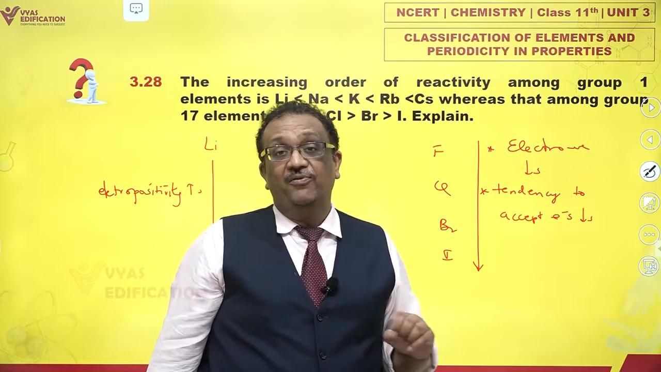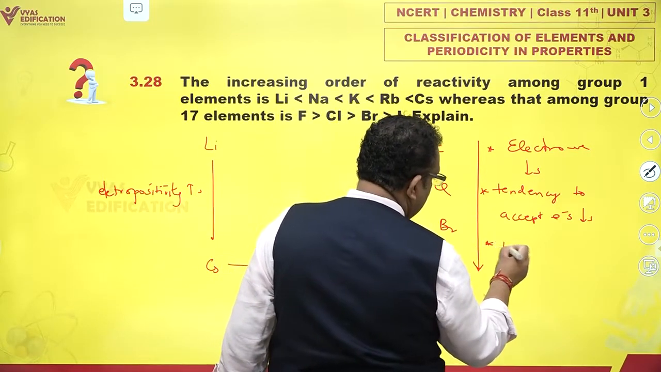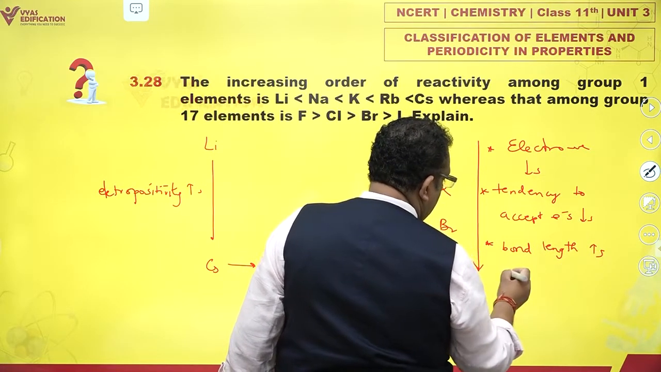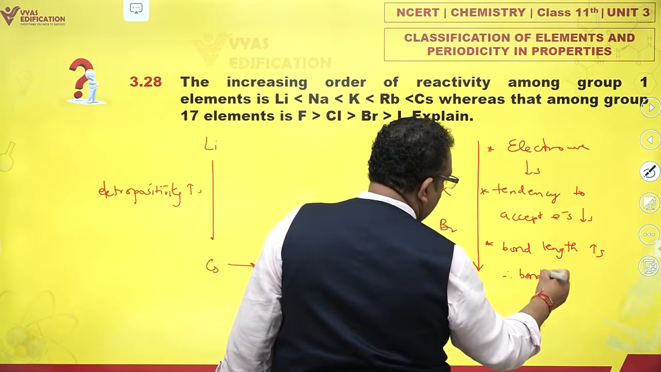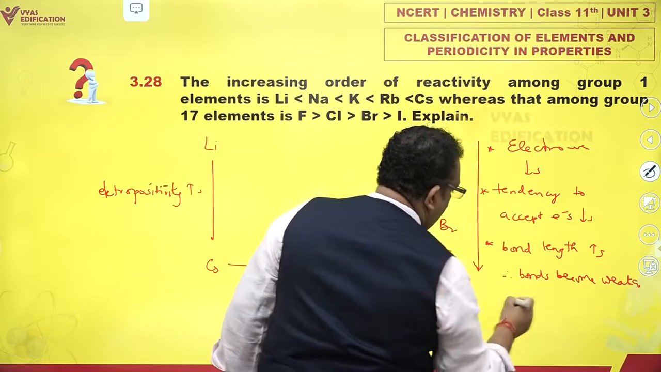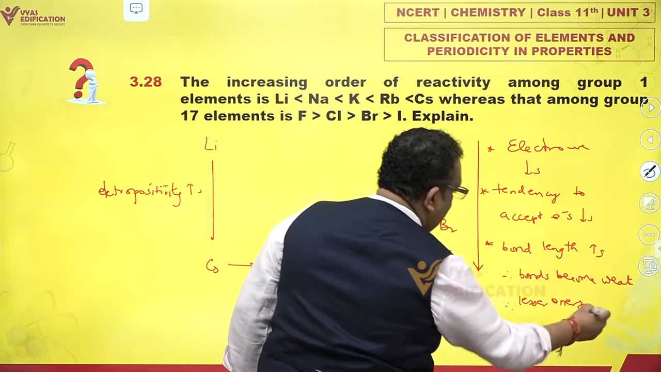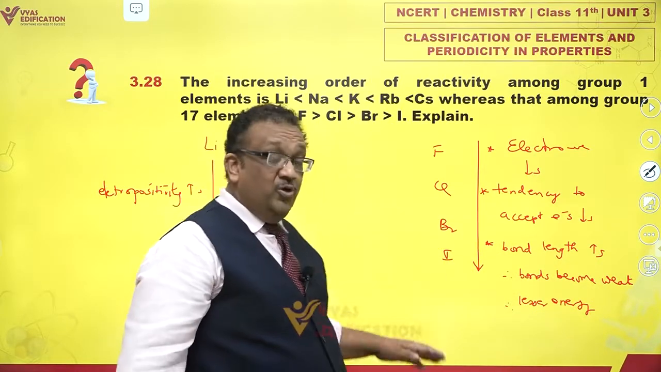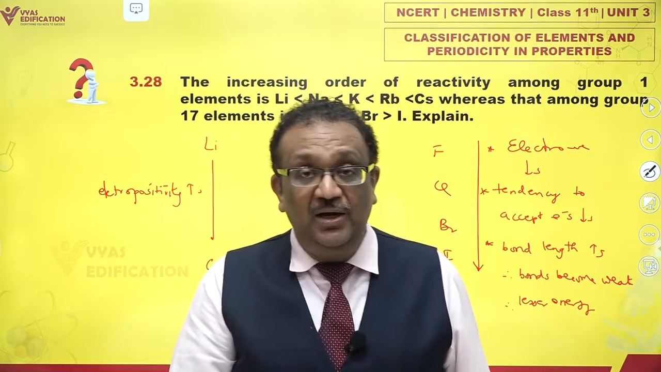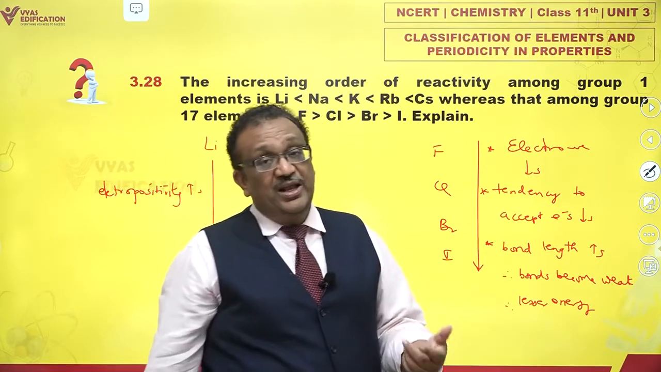And the most important factor is the bond length. Bond length increases. Therefore, bonds become weaker, and therefore lesser energy is released during bond formation if you are moving down the group. So when it comes to covalent bonds, you find lesser and lesser energy is released if you are moving down the group. That is why reactivity decreases.